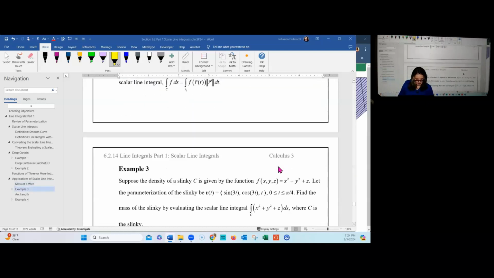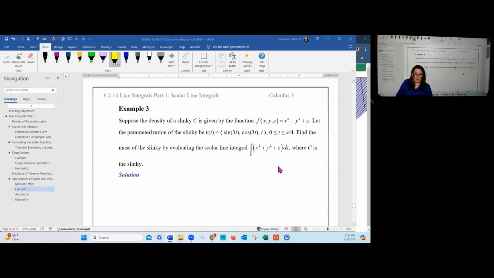Let's take a look at example 3. In example 3, we're going to consider a slinky, which is more or less a 3-dimensional helix shape. We're going to consider the wire of the slinky to be infinitely thin. Let's suppose that the shape of the slinky, this helix in 3-dimensional space, is given by r of t equal to sine of 3t, cosine of 3t, t. And t varies from 0 to pi divided by 4.